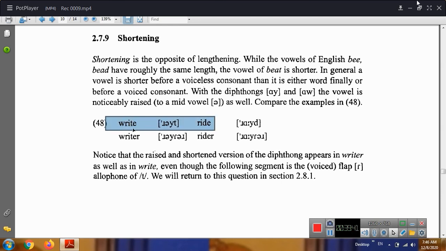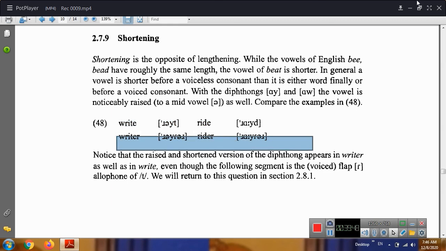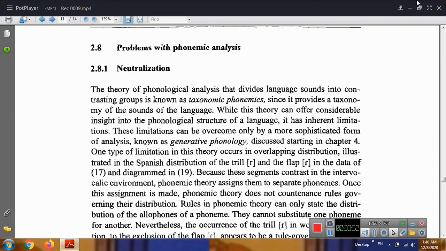These two words are the same, except for the T and D. Again, for "writer" and "rider," here we have the long vowel, and here we have the short vowel.